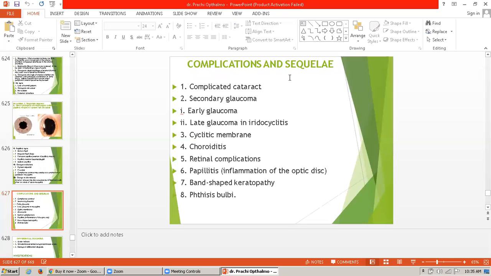Next are the complications and sequelae. The complications of uveitis are: first, complicated cataract; second, secondary glaucoma, that is early glaucoma and late glaucoma in iridocyclitis. Then third is cyclitic membrane. Fourth is choroiditis. Fifth is retinal complication. Sixth is papillitis, that is inflammation of the optic disc. Seventh is band-shaped keratopathy, and eighth is phthisis.